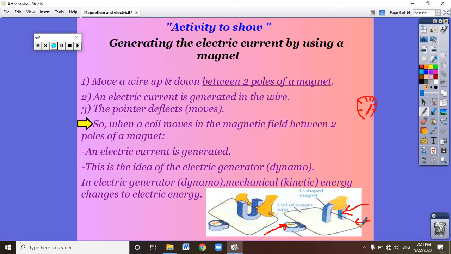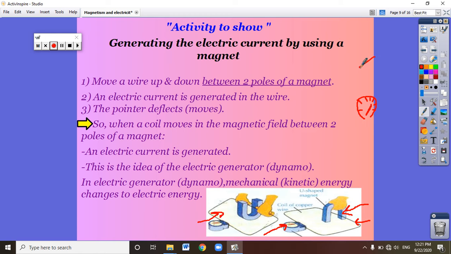I will move the copper wire between the two poles of the U-shaped magnet, so the electric current will generate. Number three, I will move the copper wire between the two poles of the U-shaped magnet, but faster. I will increase the movement of the copper wire. What will happen? The intensity or the amount of the electric current will increase.